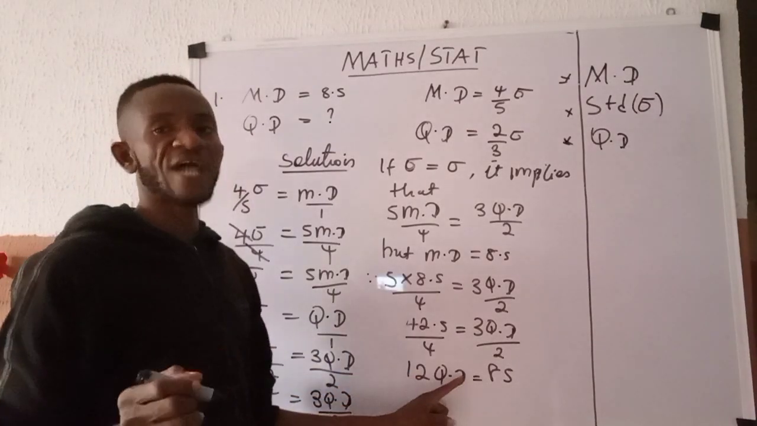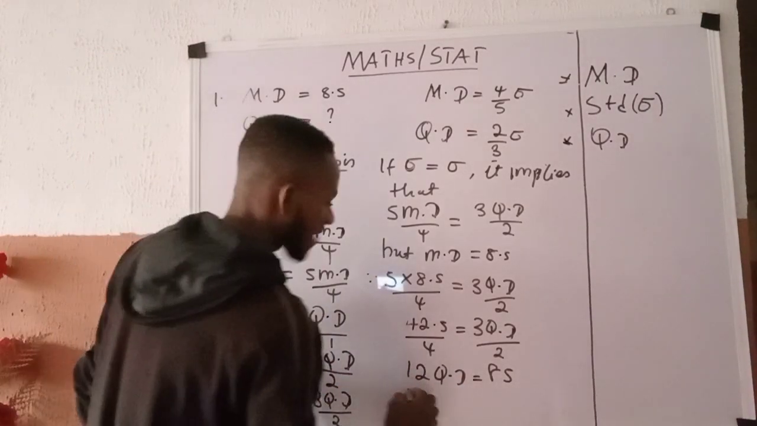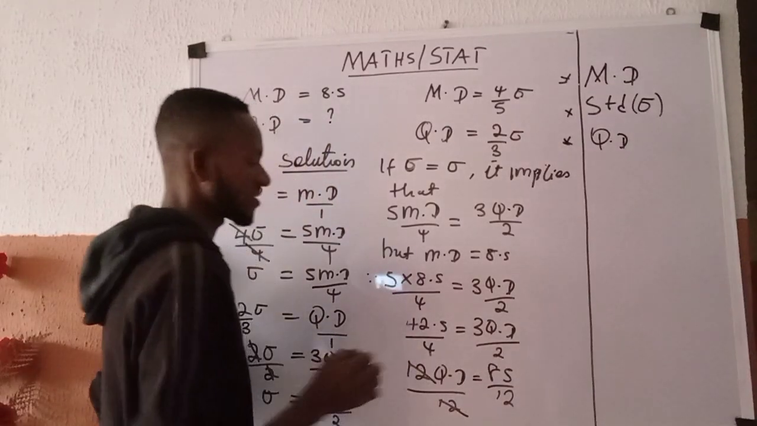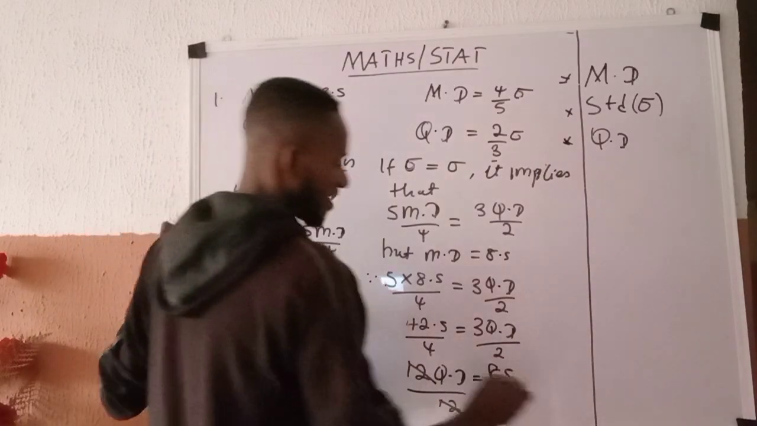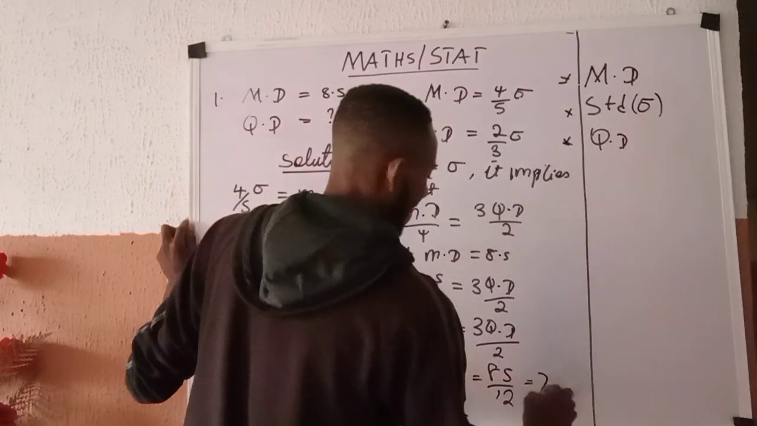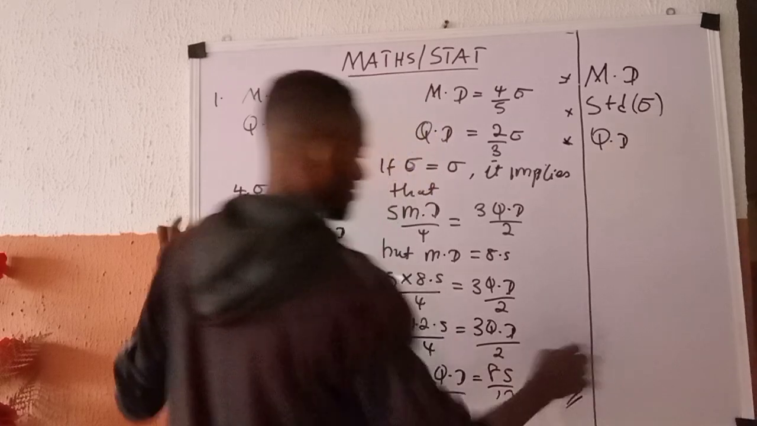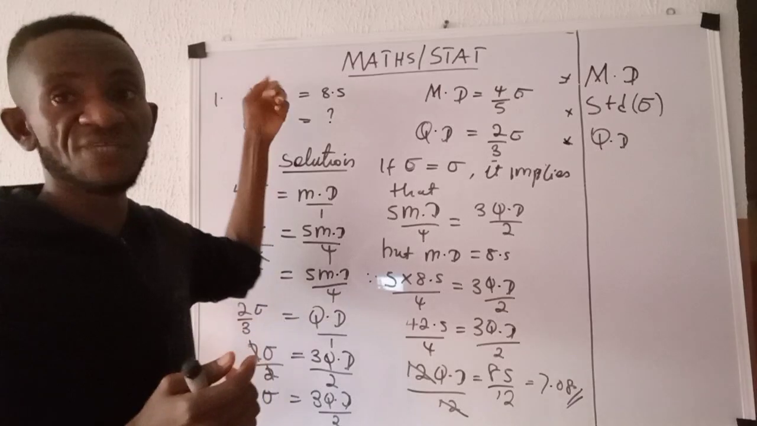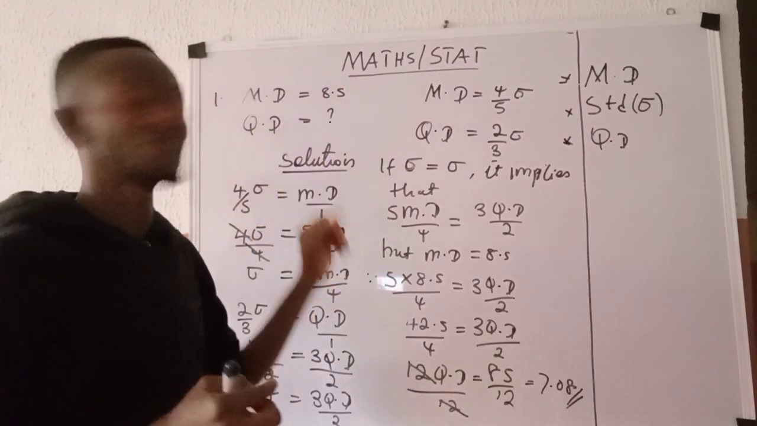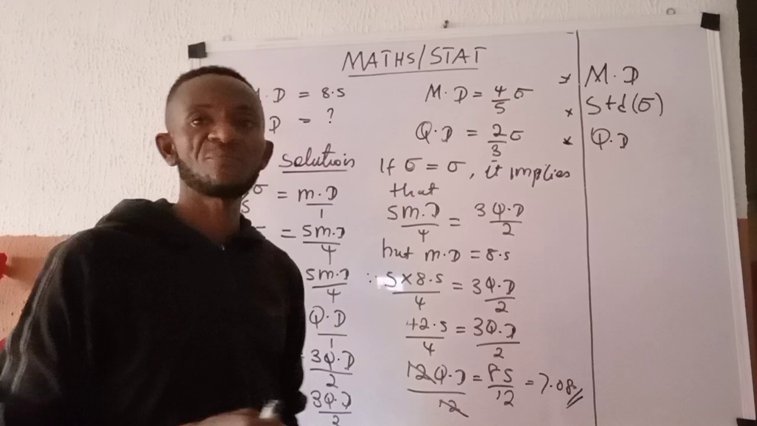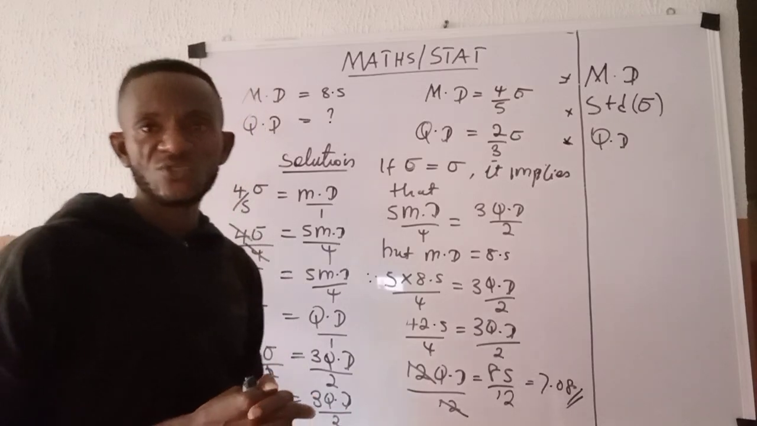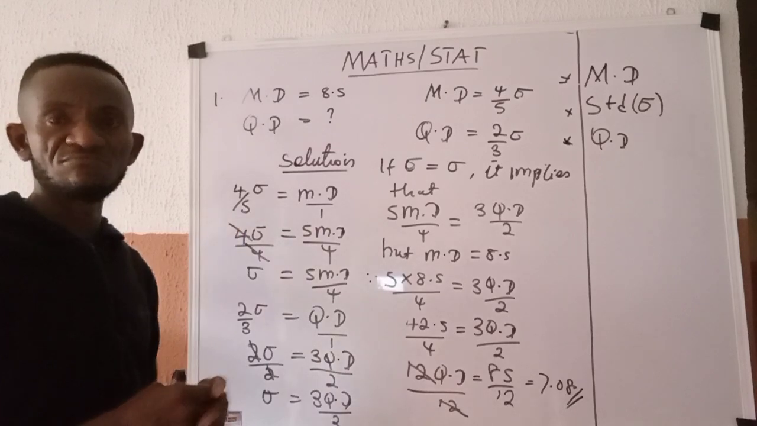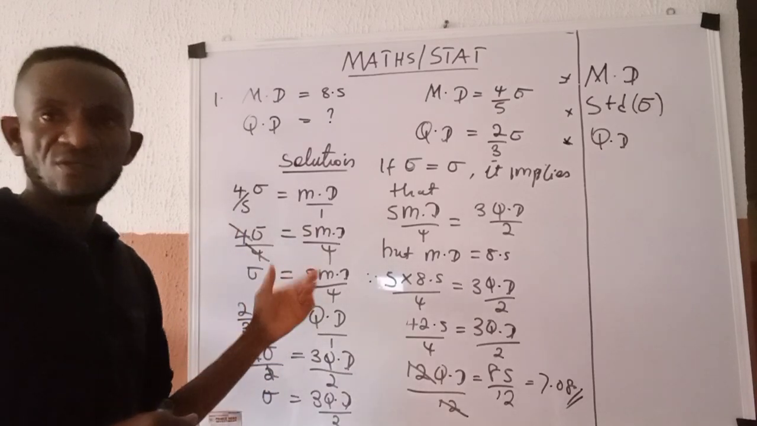Then, making QD the subject of the formula, you have all over 12, all over 12, so that this cancels this, and you are left with QD. This gives something like 7.08 or thereabouts if you press your calculator. It implies that if the mean deviation of a set of data is 8.5, the quartile deviation should be 7.08.